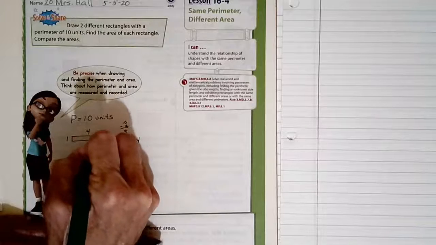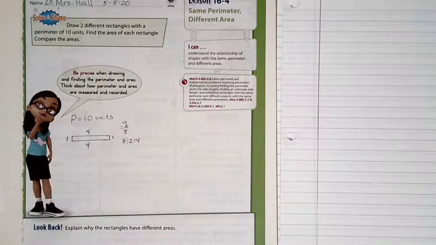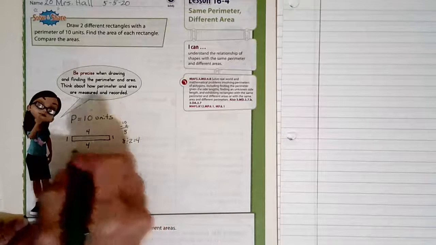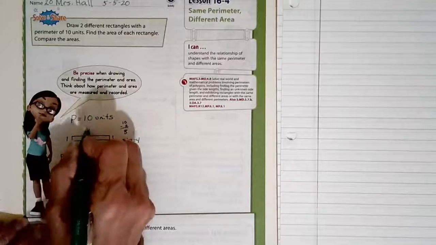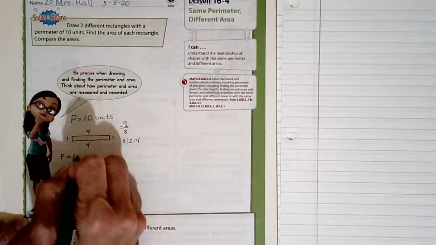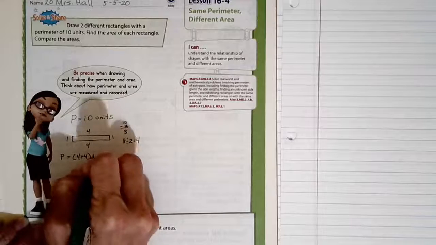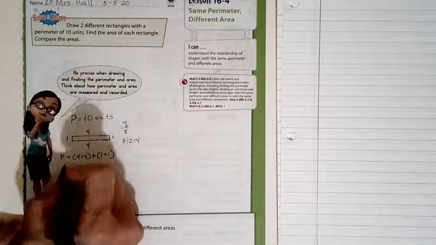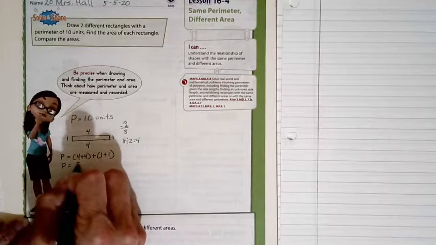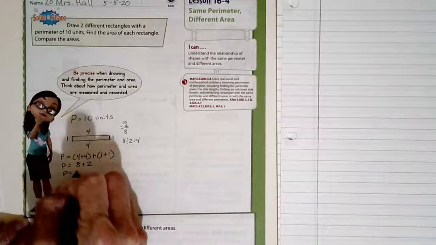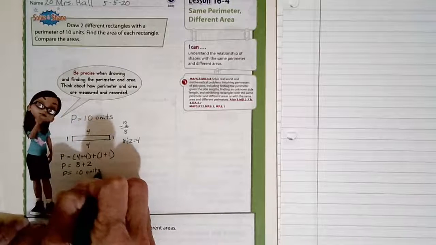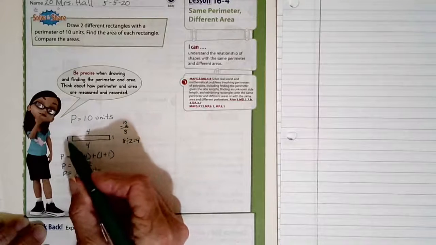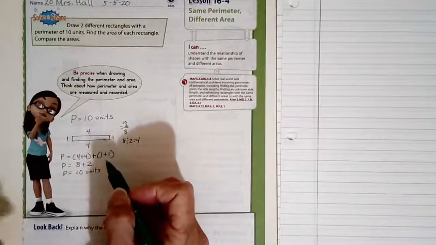So I know that the top and bottom are going to be 4. Let's check it to make sure. So I have perimeter equals, and I'm going to add my doubles: 4 plus 4 plus my sides, 1 plus 1. So when I do that, I find that perimeter equals 8 plus 2, so perimeter equals 10 units. So yes, I do have 10 units on my perimeter. I wanted you to make sure you could see how I was making two doubles to come to 10.